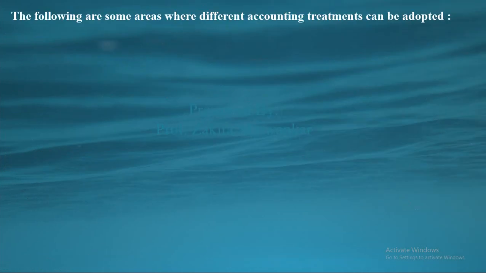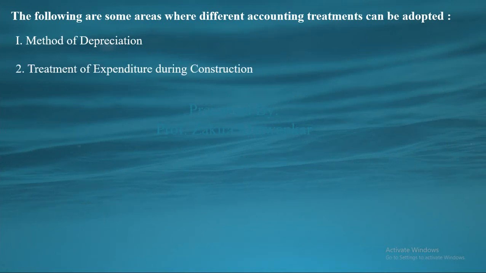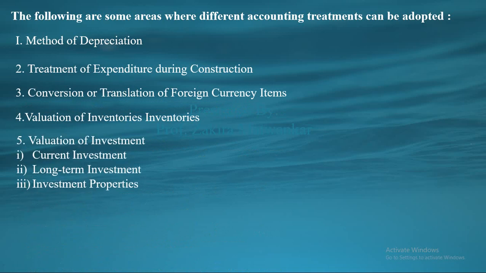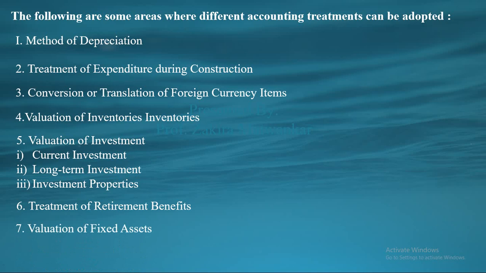Next, the following are the areas where different accounting treatments can be adopted. First, method of depreciation. Second, treatment of expenditure during construction. Third, conversion or translation of foreign currency items. Fourth, valuation of inventories. Fifth, valuation of investment, which consists of three types: current investment, long-term investment, and investment properties. Sixth, treatment of retirement benefits. Seventh, valuation of fixed assets. And eighth, treatment of contingent liability. So these are the areas where we have to adopt different types of accounting policies.